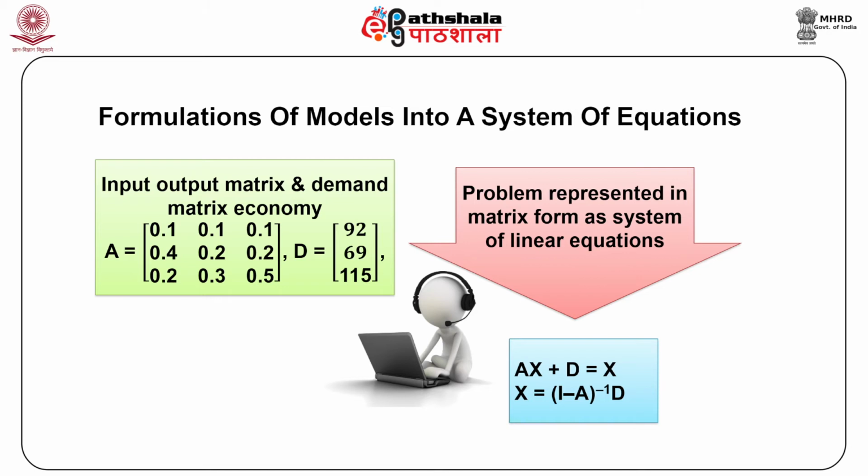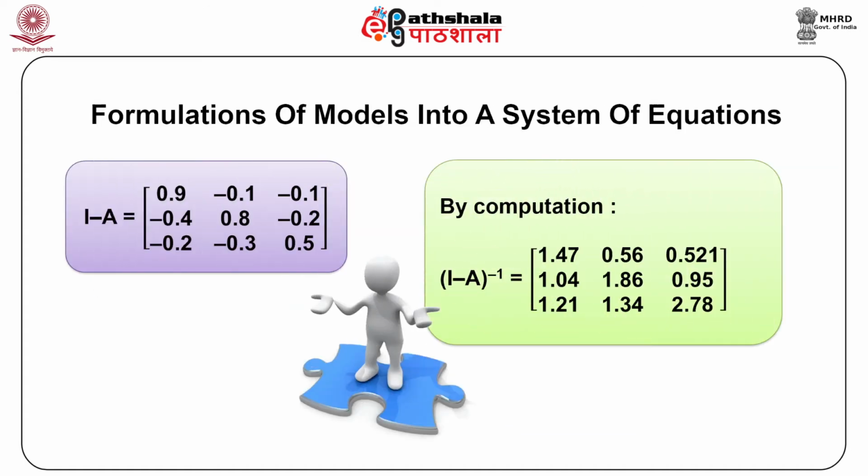The problem can be represented in matrix form as a system of linear equations given by AX + D = X, so X = (I − A)^(−1) D. Here I − A = [0.9, −0.1, −0.1; −0.4, 0.8, −0.2; −0.2, −0.3, 0.5]. By computation, it can be seen that (I − A)^(−1) is equal to [1.47, 0.56, 0.52; 1.04, 1.86, 0.95; 1.21, 1.34, 2.78].